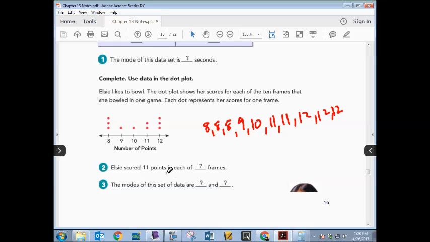So Elsie scored 11 points in each of how many frames? Okay, so let's look at this. I'll read the question now. Elsie likes to bowl. The dot plot shows her scores for each of the 10 frames that she bowled in one game. Each dot represents her score from 1 frame. Okay, so she scored 11 points in 2 frames because there are 2 dots there. Okay, the modes are going to be 8 and 9.